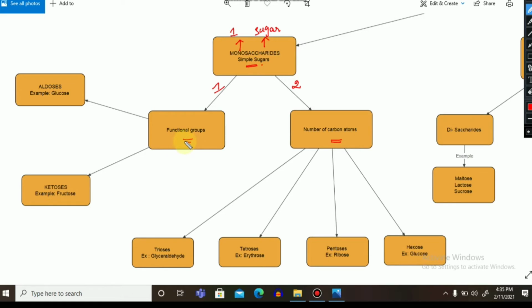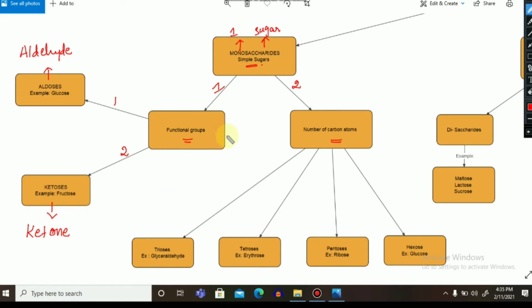On the basis of functional group, we have two branches: aldoses and ketoses. Aldoses are those in which you can find the aldehyde functional group in the sugar unit, and in the case of ketoses you'll be able to find the ketone functional group in the sugar unit.